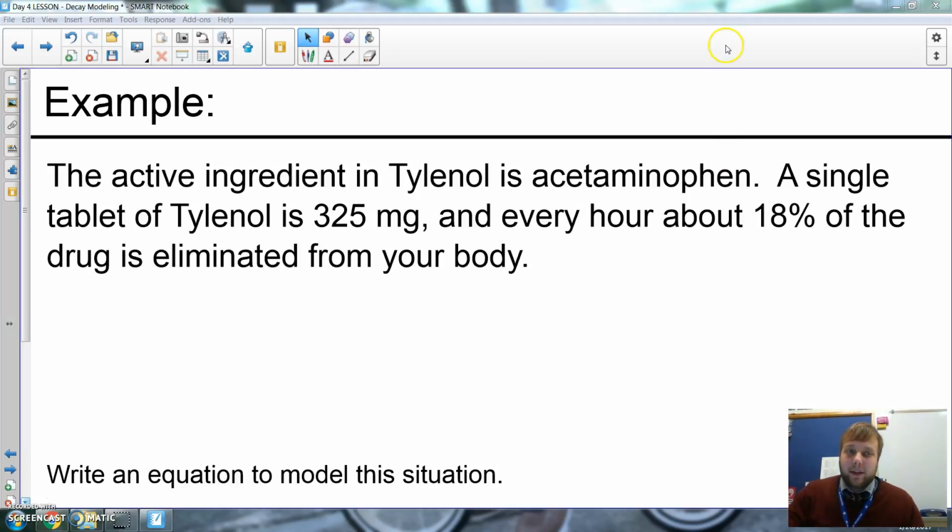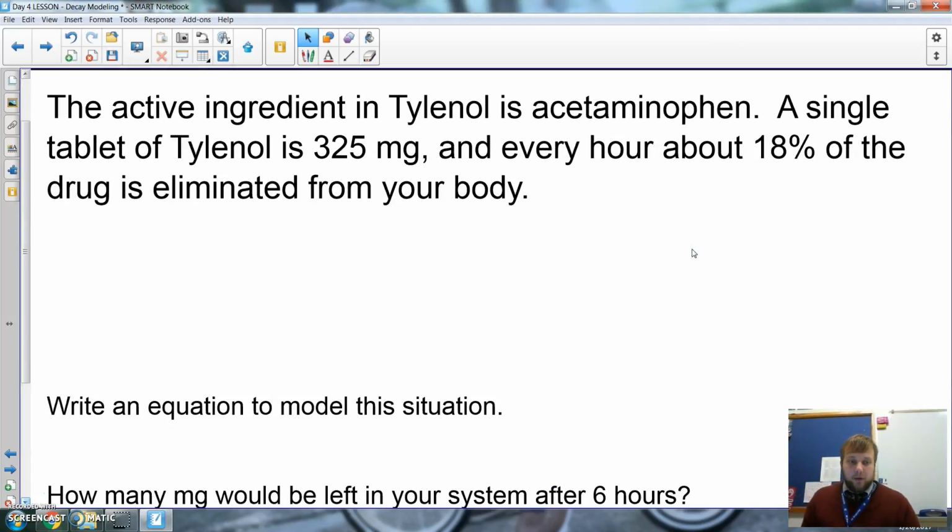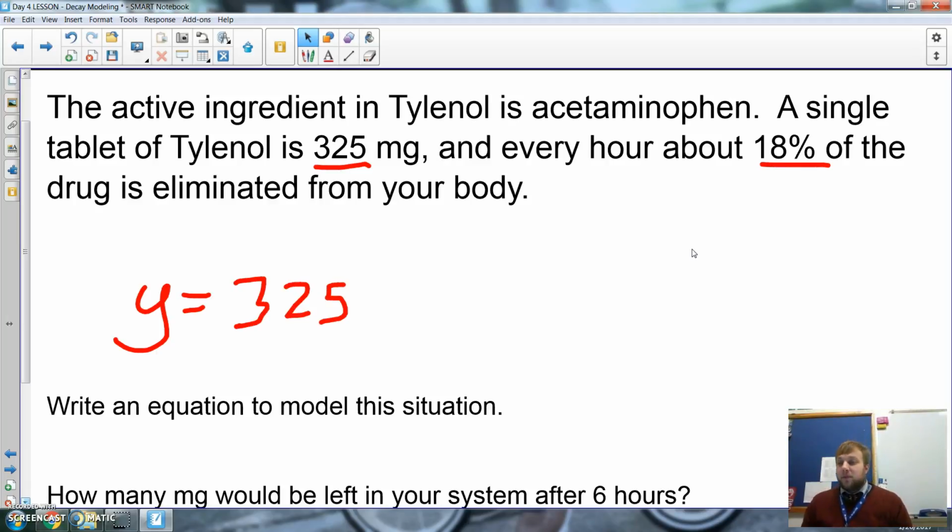Okay? Alright. So, let's check our first problem. This is a lot like the other day. Nothing terribly new. Alright, so the active ingredient in Tylenol is acetaminophen. A single tablet of Tylenol is 325 milligrams. Every hour we lose about 18% of the drug. So I'm going to start off y equals, and my initial is 325 milligrams.